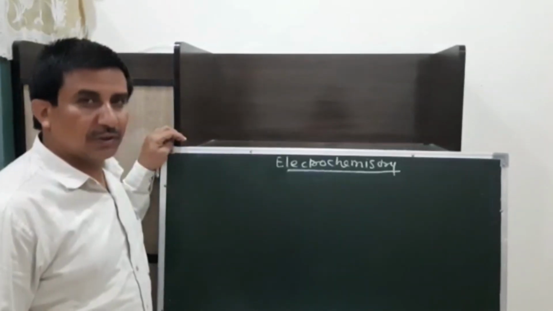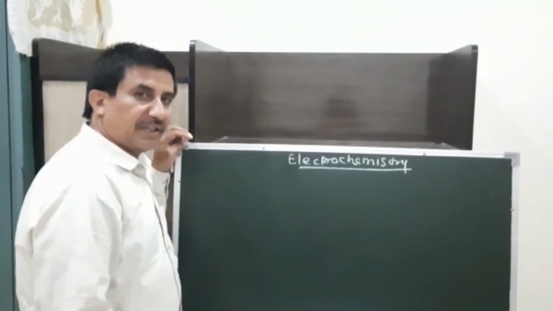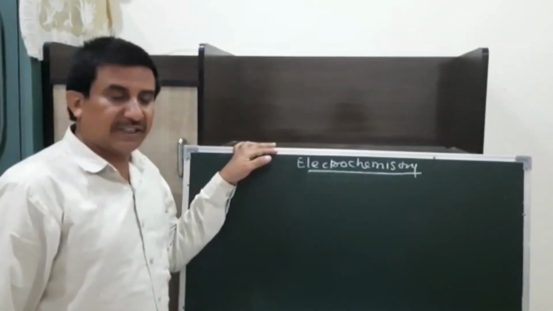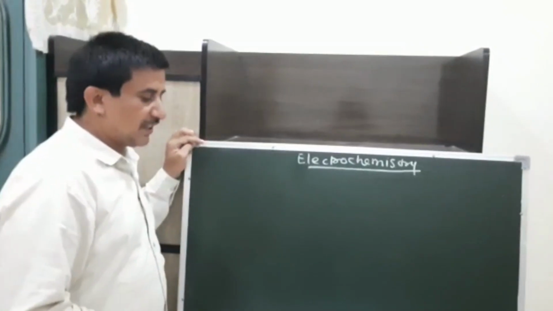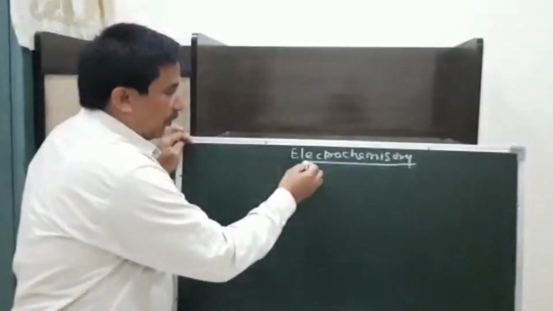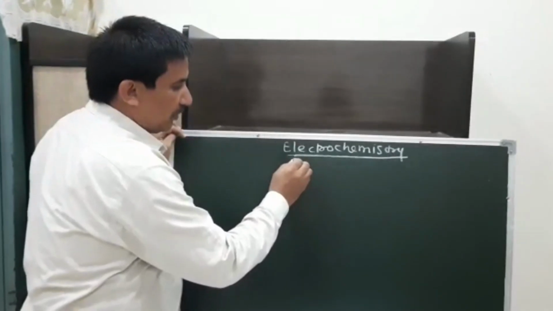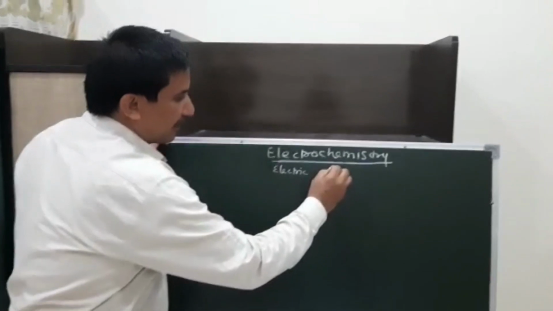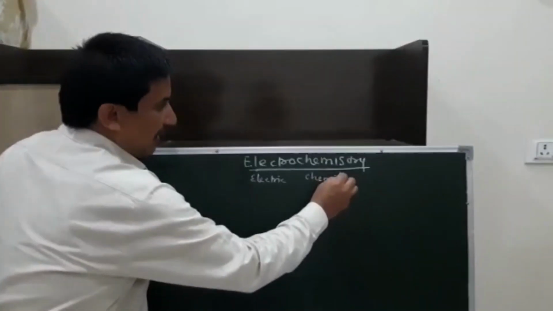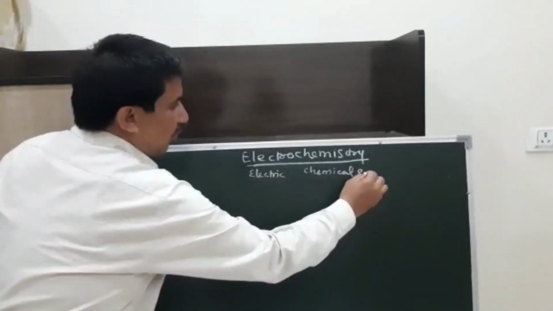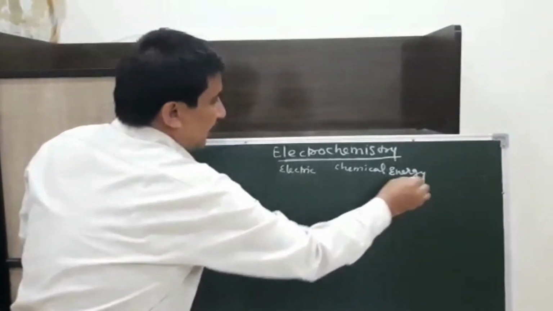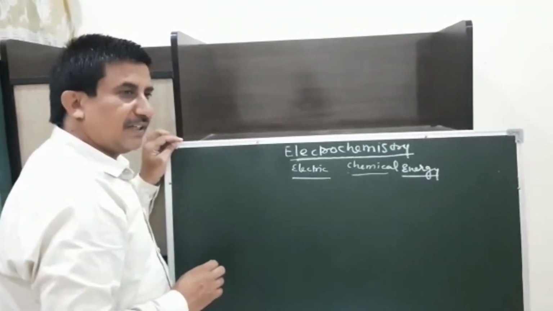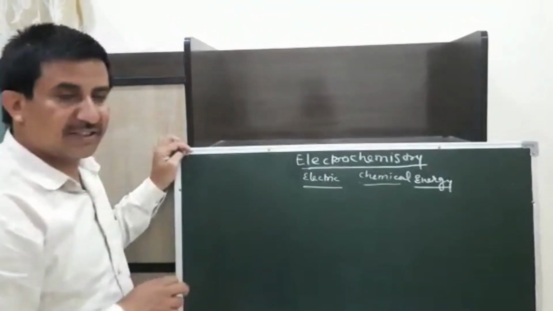Good morning, students. Today we are going to study a new topic, and that is electrochemistry. It is the third chapter in our textbook, and it is a part of physical chemistry. So the topic itself consists of two words. One is electro, that means related to electric, and the other is chemistry, that is related with chemical energy. So there is an interdependence of electrical energy and chemical energy that is to be studied here.